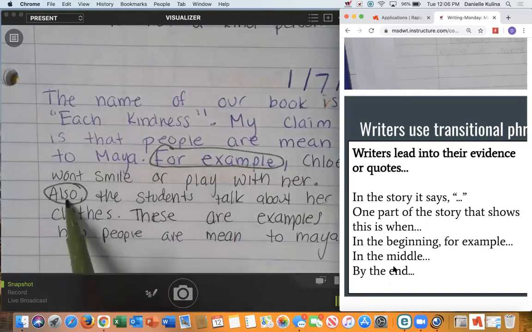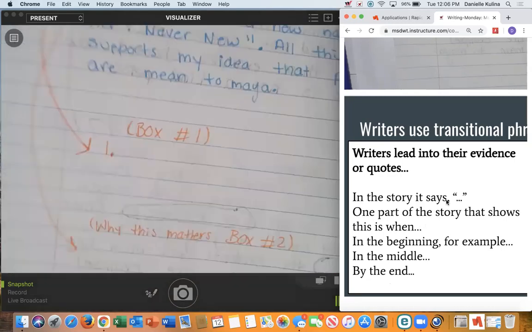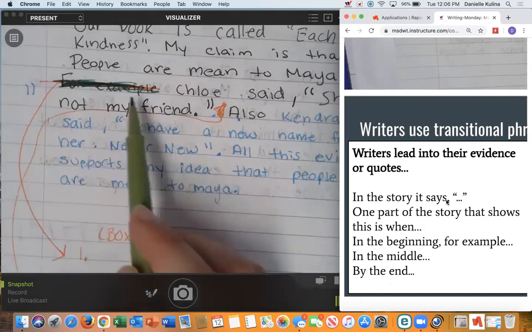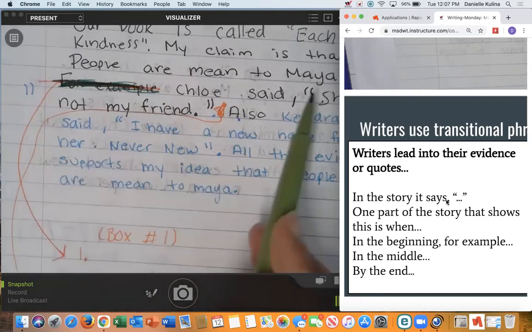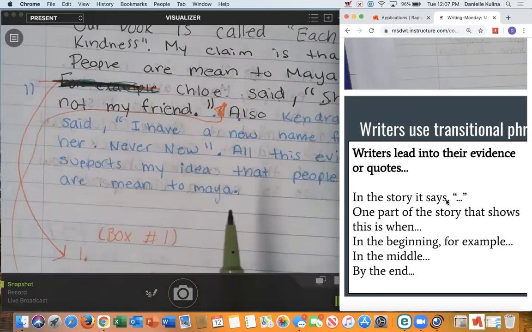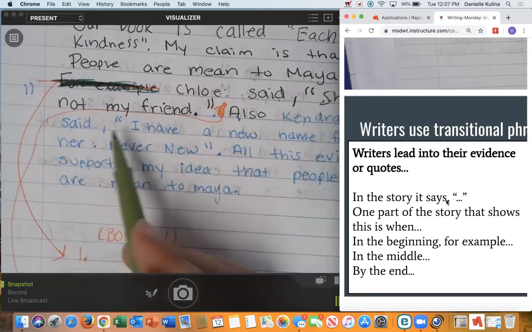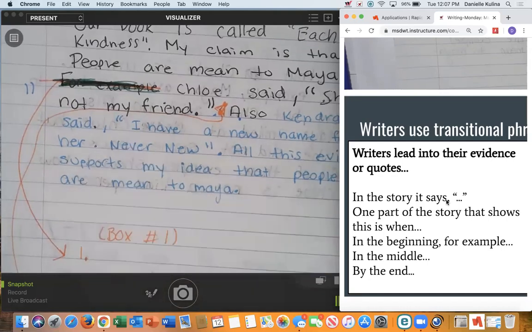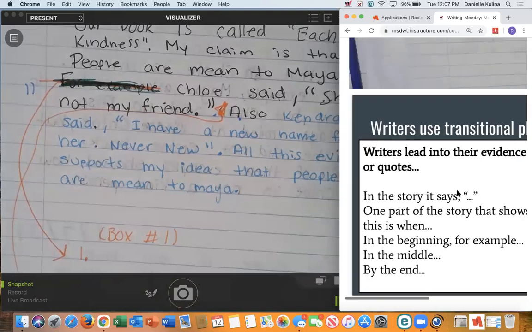How could we replace this also? Well, we could say one part of the story that shows this is when the students talk about her clothes. We could say in the story, it says, we could say, instead of saying, for example, we could say in the story, it says, Chloe said she's not my friend. In the story, Kendra said, I have a new name for her, never knew. So that is all we're doing with box 1.